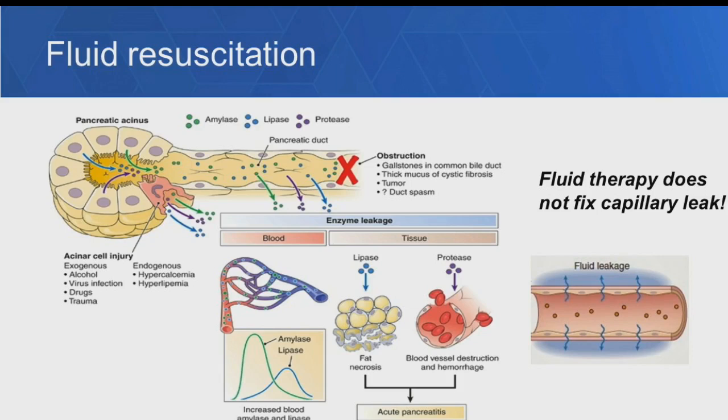And further, there are some inflammatory mediators and cytokines released during acute pancreatitis that can result in vasodilation and fluid leakage. So this will result in reduced blood supply to the pancreas, can result in cell death and pancreatic necrosis. So aggressive hydration is therefore important to improve the blood supply to the pancreas and reduce the risk of organ failure and pancreatic necrosis. And it is important to understand that fluid therapy does not fix capillary leak.